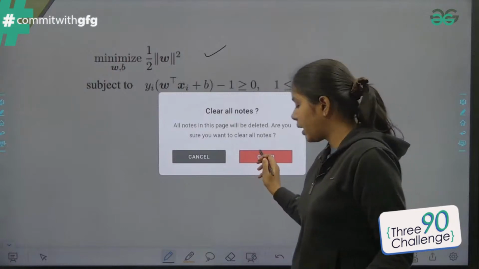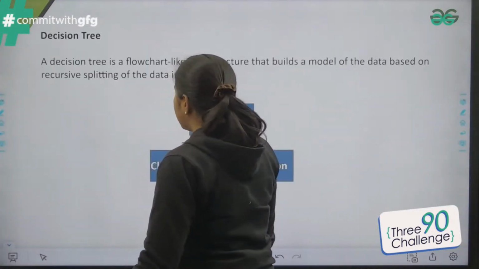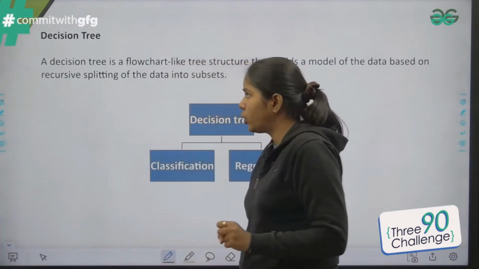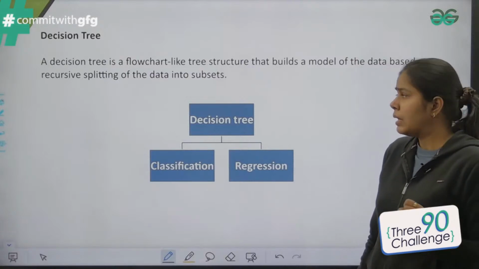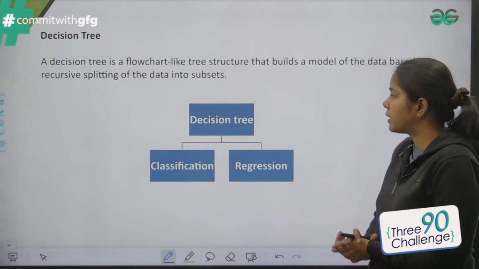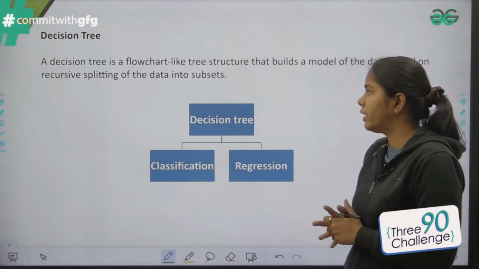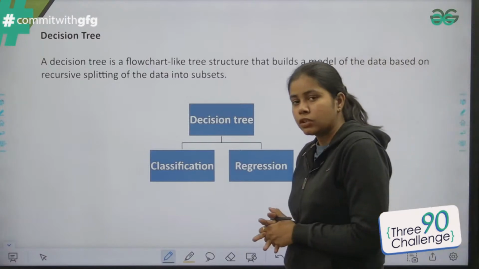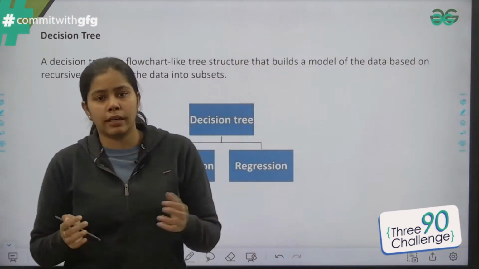Yeah. Next thing we have is decision trees. So guys, can anybody tell me what a decision tree is? A decision tree is a flow chart like tree structure that builds a model of a data set based on recursive splitting of the data into subsets. So that means it would divide the data into subsets.